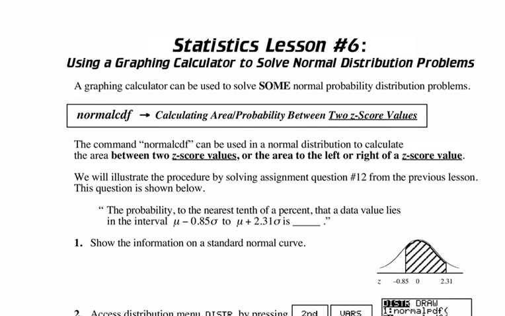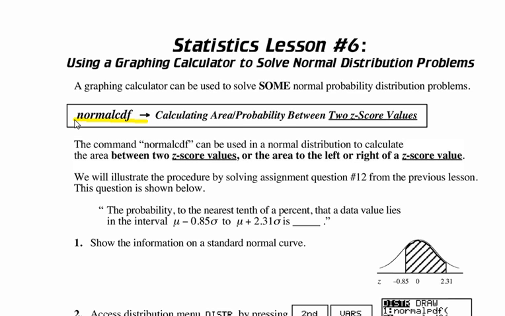Statistics Lesson 6, using a graphing calculator to solve a normal distribution problem. So we're going to learn how to solve the same problems that we did before, but with our graphing calculator. We need to use the Normal CDF button. I'm going to just highlight this.